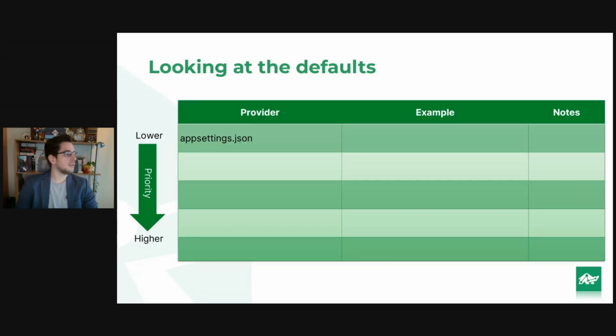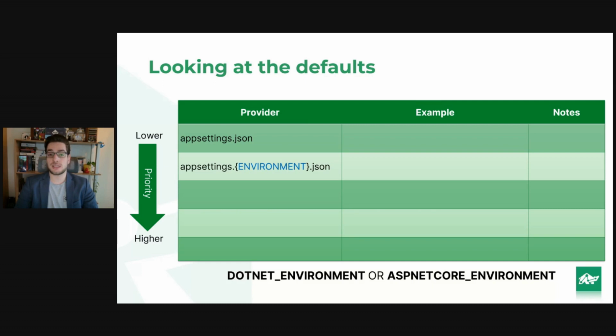There we go. So we begin with the appsettings.json file. And this file is what we saw before, right? It's a JSON file that you, for example, get with ASP.NET Core projects or with worker services. And next up, there's the appsettings.{Environment}.json. And this environment is, well, configurable. You have an environment variable in your system called DOTNET_ENVIRONMENT or ASPNETCORE_ENVIRONMENT, and this has a value.